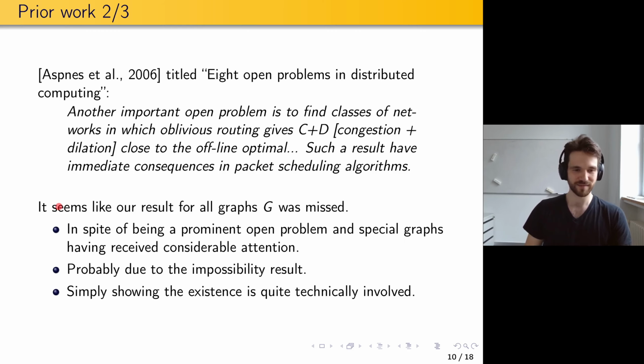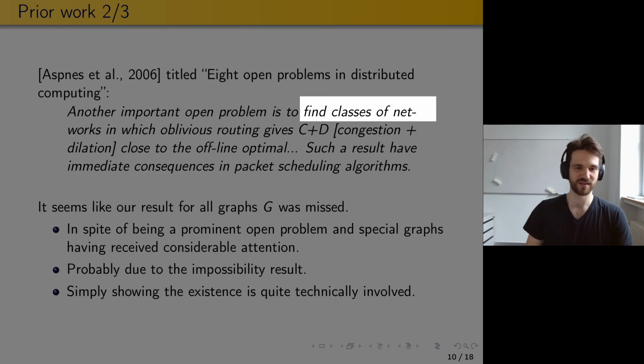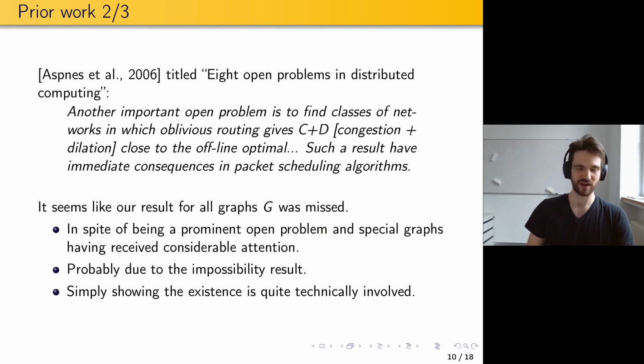However, they seem to have missed the result for all graphs, and they seem to have posed the question: find the classes of networks in which you can find oblivious routings. They didn't ask, is there an oblivious routing for all graphs in which you can do this? And it's not super clear why, because this result that we get seems to have been missed.